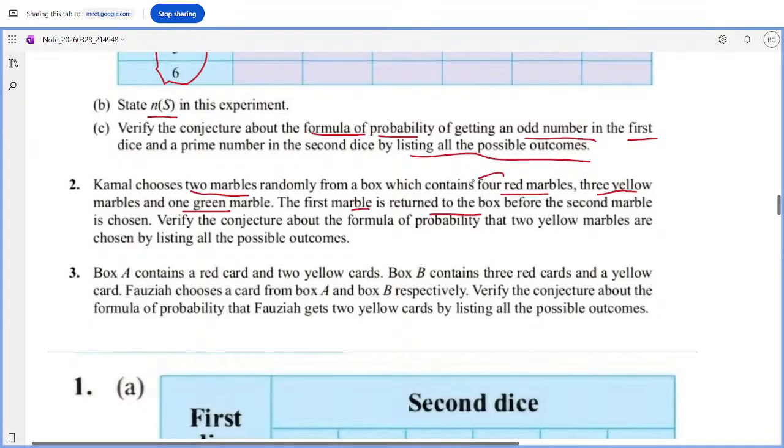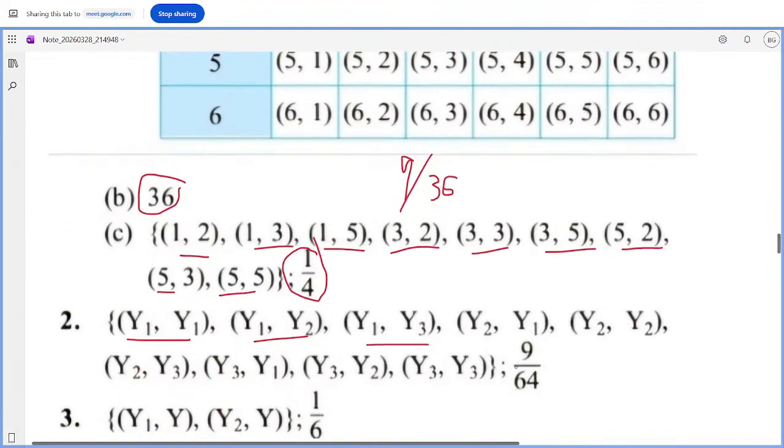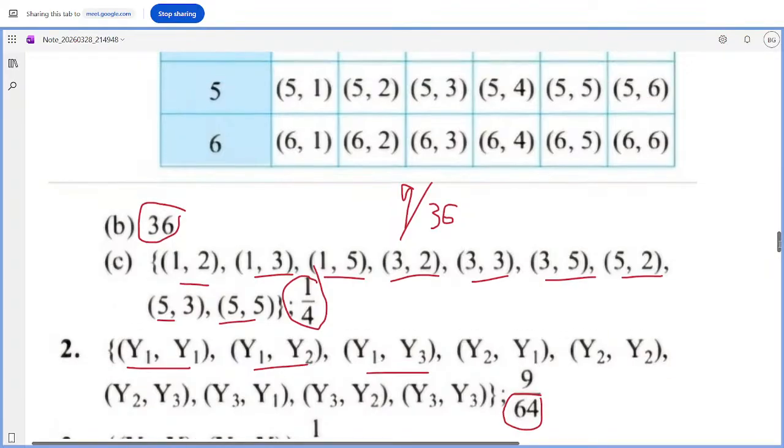Because you must remember, all these 4 red marbles are different within each other. All these 3 yellow marbles, within each other, are different. And this 1 green marble is 1 only. So that's why you need to power 2. 8 power 2, not 8 times 2. That is how you get 64 at the bottom here. Okay, so the total outcome is 64. Clear? Question 2?